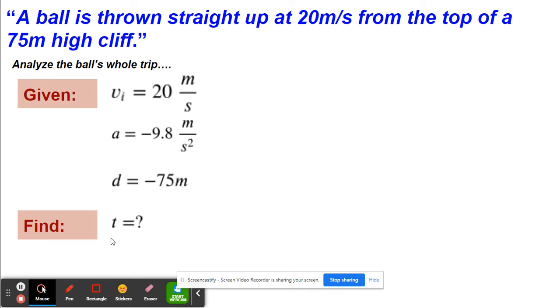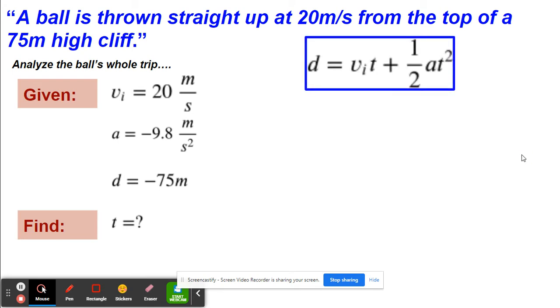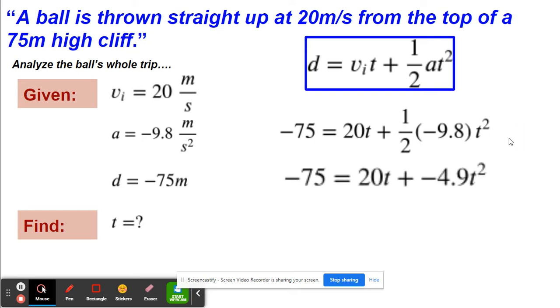So this combination of variables sets up for using the quadratic, d equals v_i t plus 1/2 a t squared. Substituting our values in, we can clean this up a little bit: 1/2 of negative 9.8 is negative 4.9. With this equation, the way it's set up right now, displacement is expressed in terms of the time that the ball is in the air. So the time the ball is in the air is the independent variable, and the ball's displacement depends on it, so that's the dependent variable.